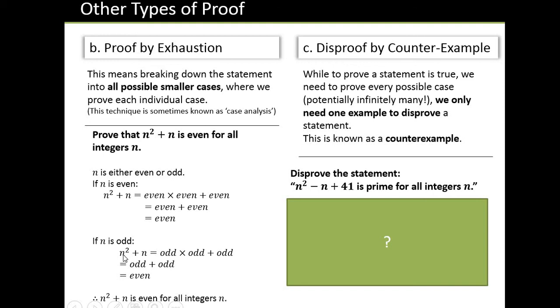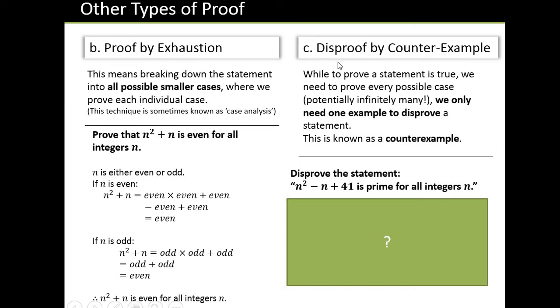So now n is odd. So I'm doing n squared, which is odd times odd, add n, which is odd. So odd times odd is always odd, isn't it? But an odd add an odd is always even. So we've actually proved it for all cases, every single even number, every single odd number. Therefore, it is true for all integers. But like I said, you'll often get much easier ones than that, but make sure you set your working out clearly and you show each individual case.